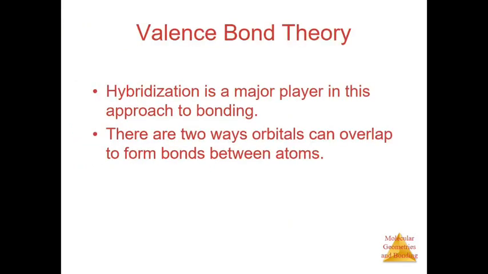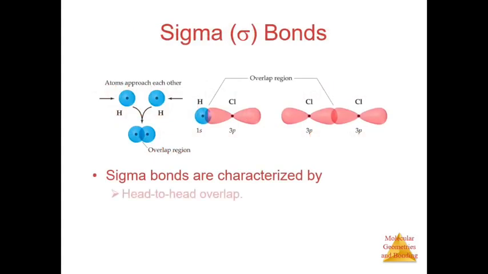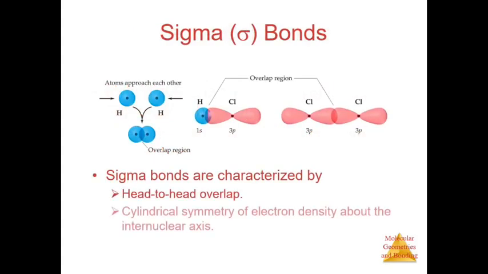Now we're going to take these bonds further for the hybridization, and we're going to talk about 2 different ways orbitals can overlap, and we're going to look at sigma and pi bonds. So sigma bonds are characterized by a head-to-head overlap. So between your hydrogen and your chlorine, that is a head-to-head overlap. These are going to be cylindrical with your electron density about their internuclear axis. So head-to-head overlap is going to be very important for your sigma bonds.